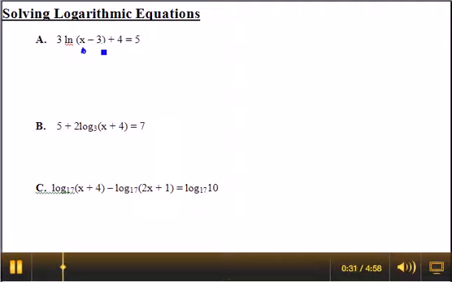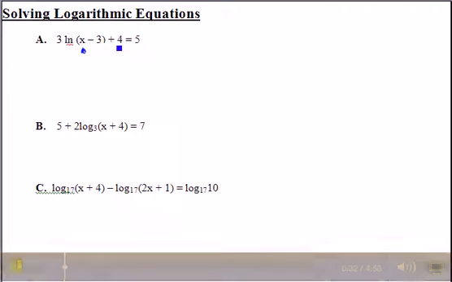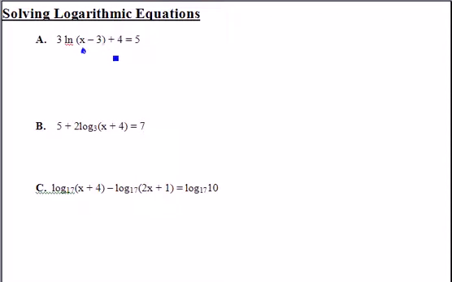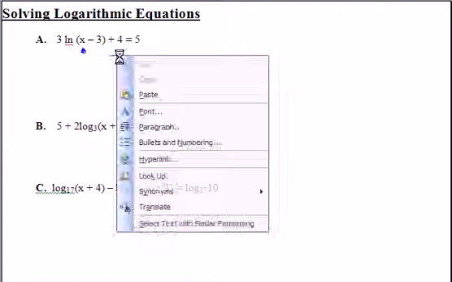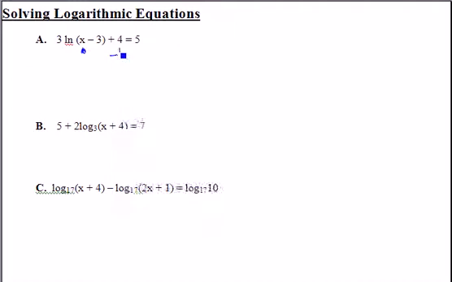That minus 3 we're going to have to get rid of, that natural log, that 3, and that 4. So let's work our way towards it, starting by subtracting 4 from both sides, and we will have 3 natural log of x minus 3 equals 1. And if we try to continue isolating x even more, the next thing we would get rid of is this 3 by dividing. And now we have natural log of x minus 3 equals 1/3.